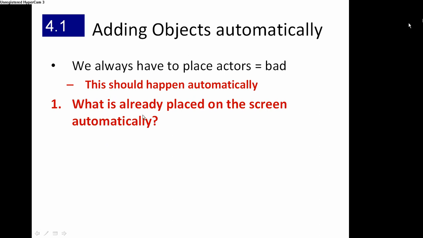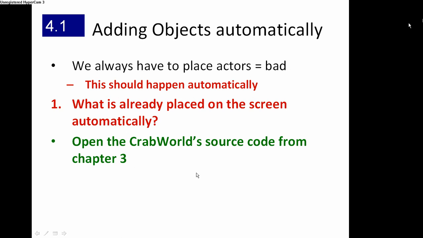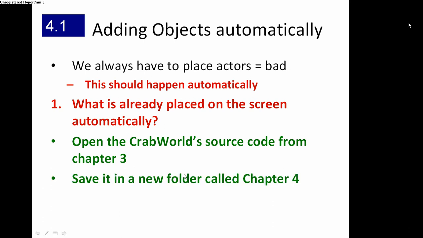What is placed on the screen automatically already? There is something when you play the game, Crab World, something's automatically there. Tell me what it is. That's question number one. Write it down on the notes. What's already there? Okay, open up the Crab World source code from Chapter 3, and we're going to save it in a new folder called Chapter 4.